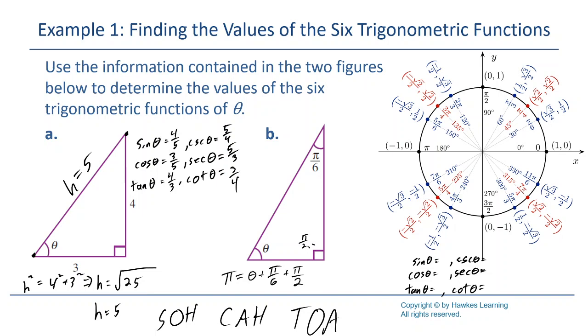If you do this, you can do it in a calculator, or you can do it by hand. I'm just going to use a calculator to speed things up, because I would just subtract pi over 6 and pi over 2. After that, you would get that theta is actually equal to pi over 3.